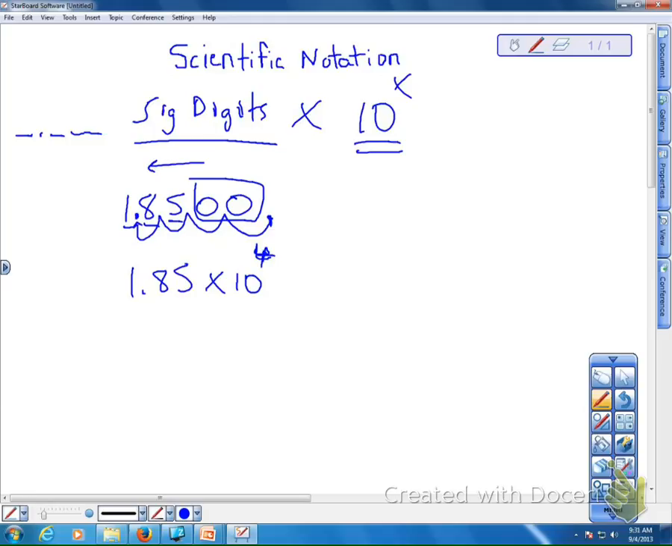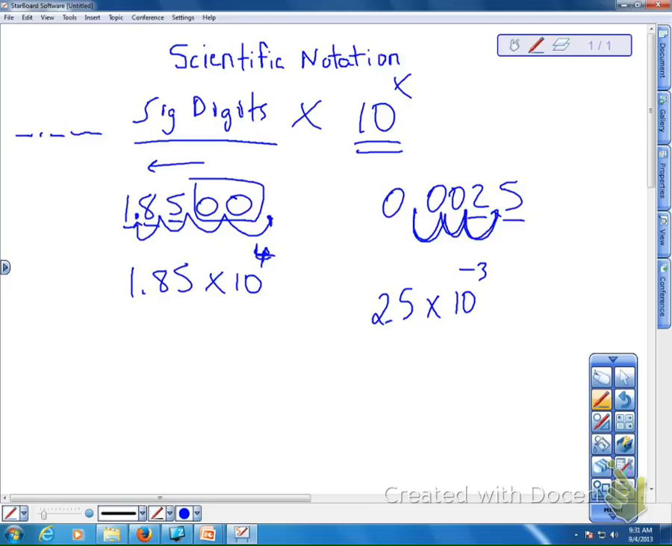Another example would be if we had something like 0.025. Again, identify the sig figs. It's the 2 and the 5 only. So we're going to move our decimal over 1, 2, needs to go right here. So my number is going to be 2.5 times 10, 1, 2, 3. And this time we move to the right, which means we're getting smaller, not negative, smaller, towards 0. And there's that number in scientific notation.